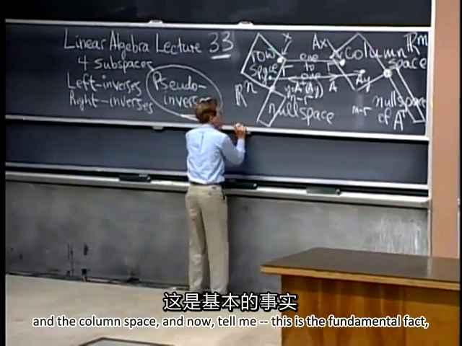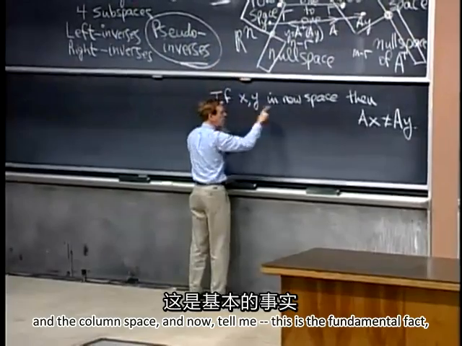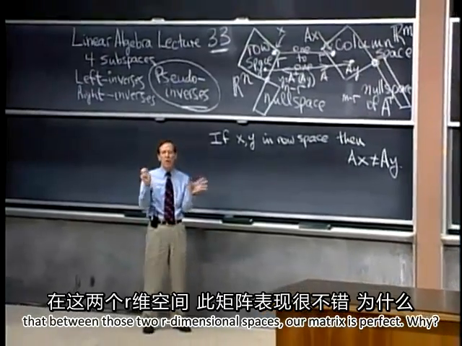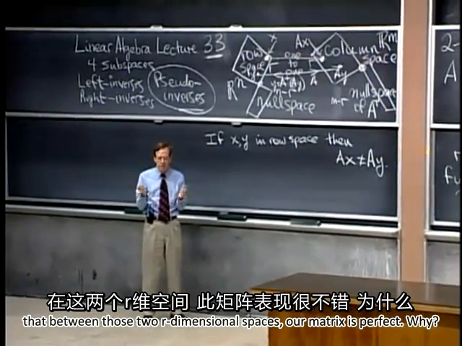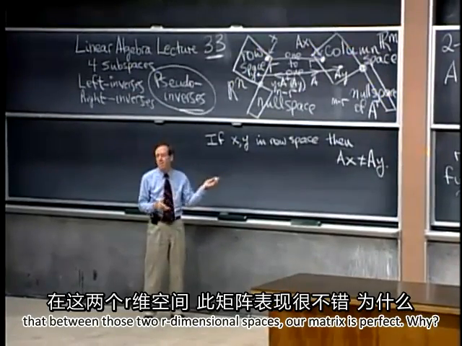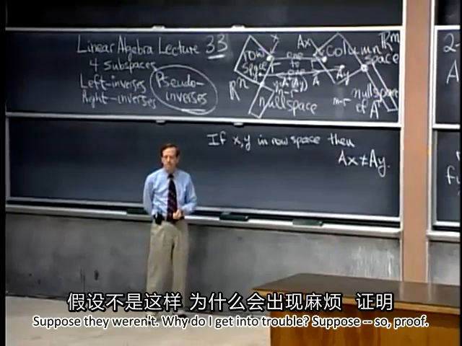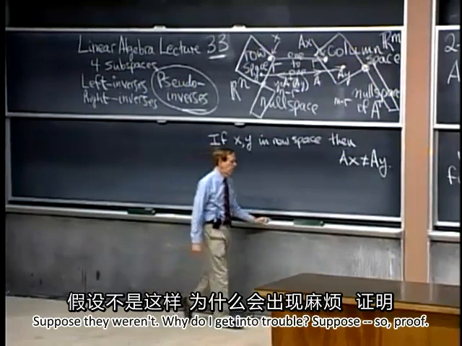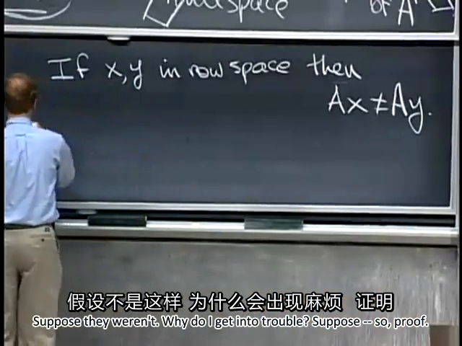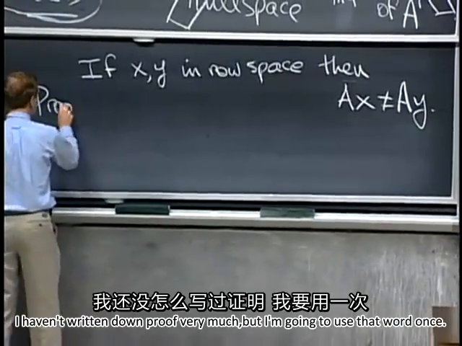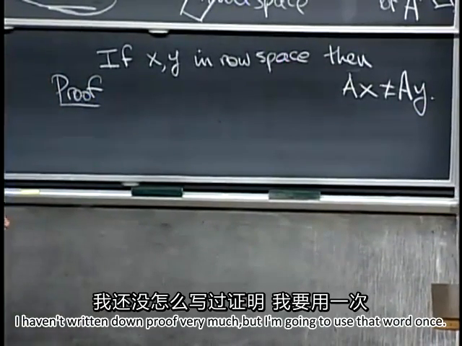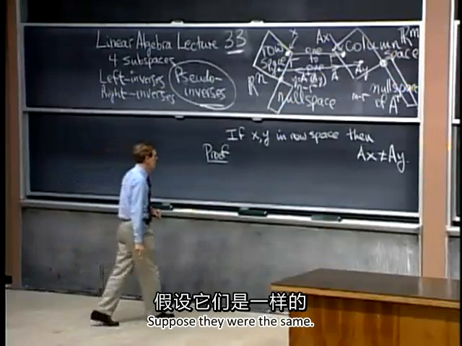And now tell me, so this is the fundamental fact, that between those two r-dimensional spaces, our matrix is perfect. Why? Suppose they weren't. Why do I get into trouble? So proof. I haven't written down proof very much, but I'm going to use that word once. Suppose they were the same.